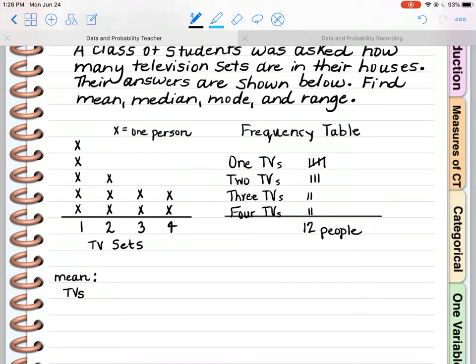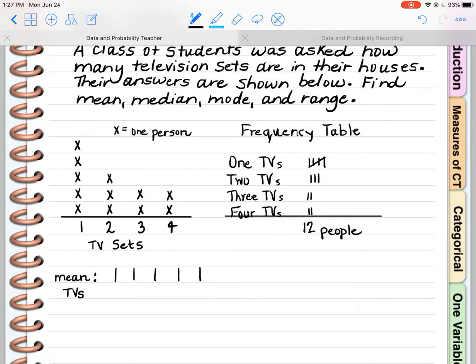I'm not looking for the mean number of individuals. I'm looking for the average number of TVs in the house. So when I go to write this, I have to be very, very careful. So watch what I'm going to do here. The ones. I asked my students, and 5 people said I have 1 TV. So that's 1, 2, 3, 4, 5.